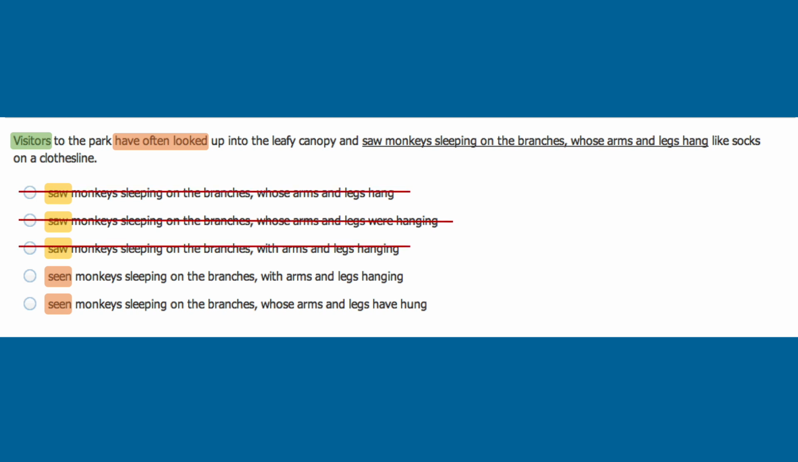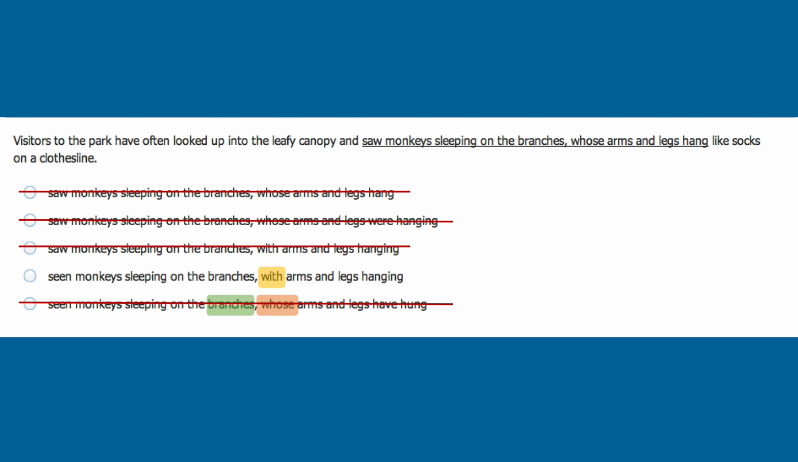Next, we'll look at the difference we notice next, whose versus with. These words come after a comma and describe the information preceding them, so I'm going to guess we have a modifier issue here. Now, we know that some modifiers, like those beginning with which and whose, are picky. They only ever refer to the noun closest to them. In this sentence, that noun is branches. All right, so in E, the branches have arms and legs that hang like socks on a clothesline. That's not right. We want this modifier to refer to monkeys. So we can eliminate E and pick D as our correct answer.